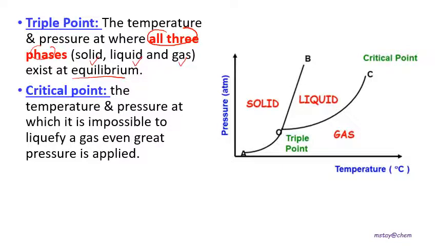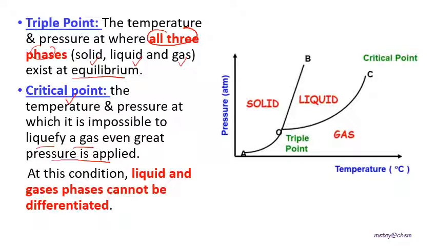While the definition for the critical point also refers to the temperature and pressure at which the gas cannot be liquefied even though pressure is applied. In simple words, at this condition, liquid and gas cannot be differentiated. This is where sometimes you can see the word fluid.